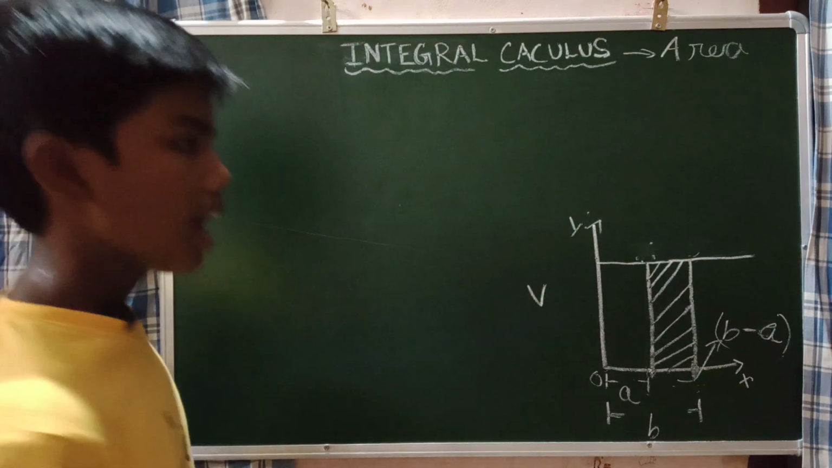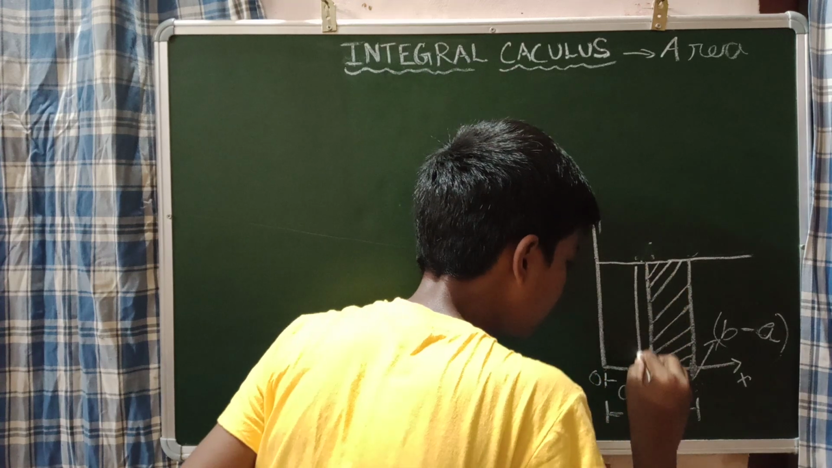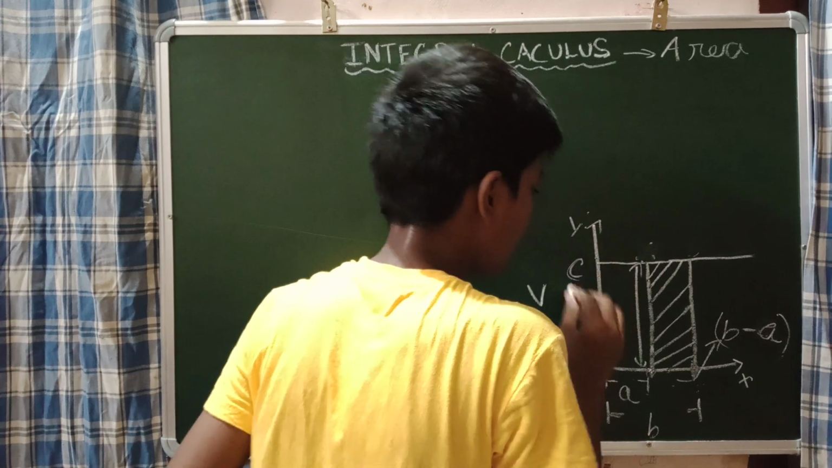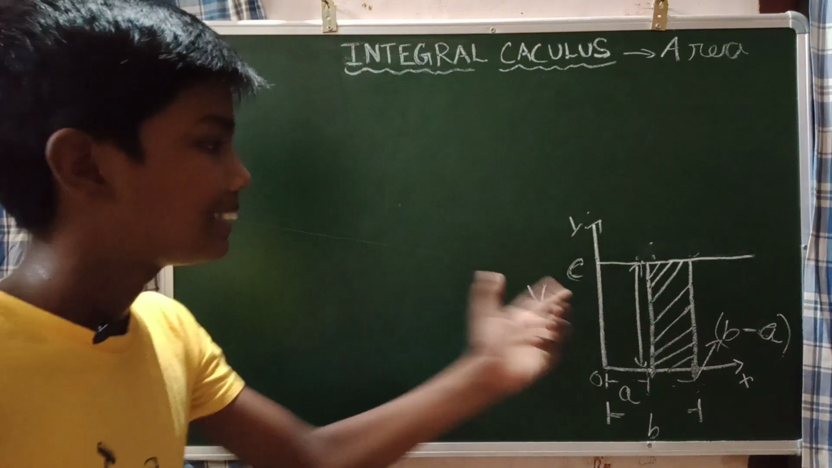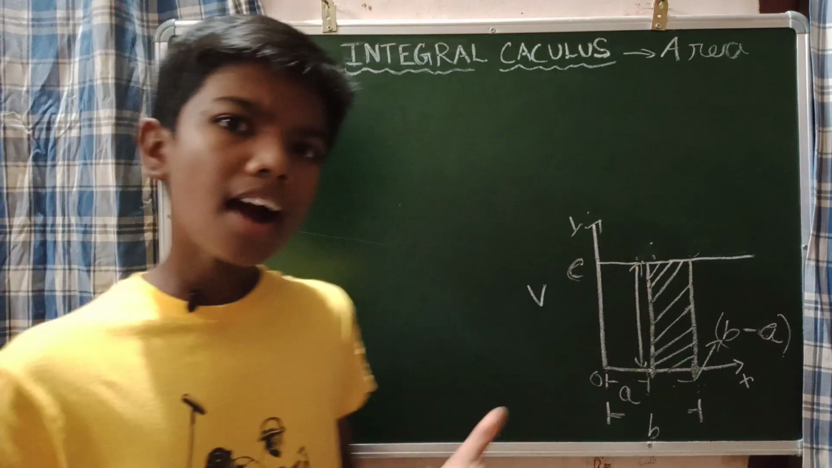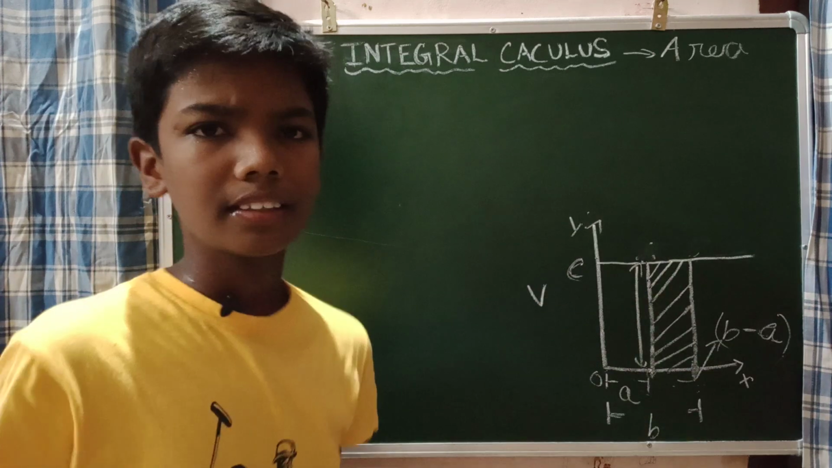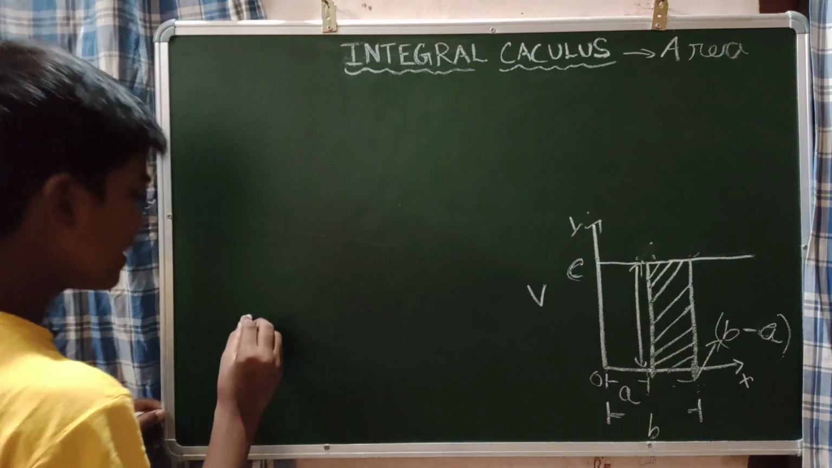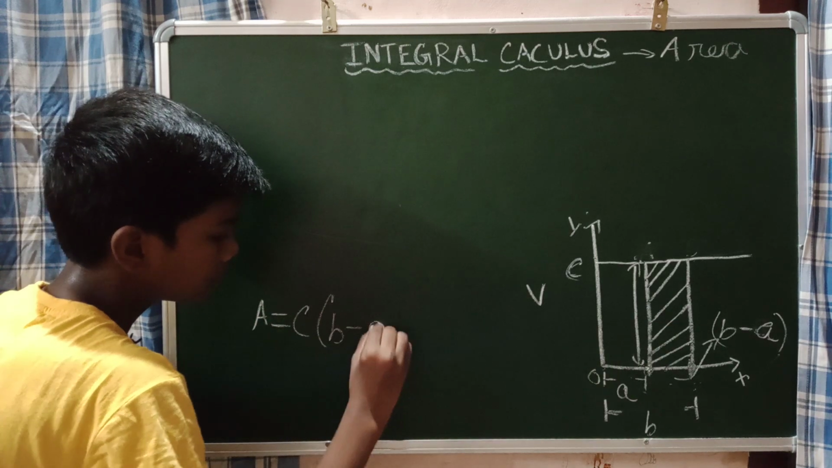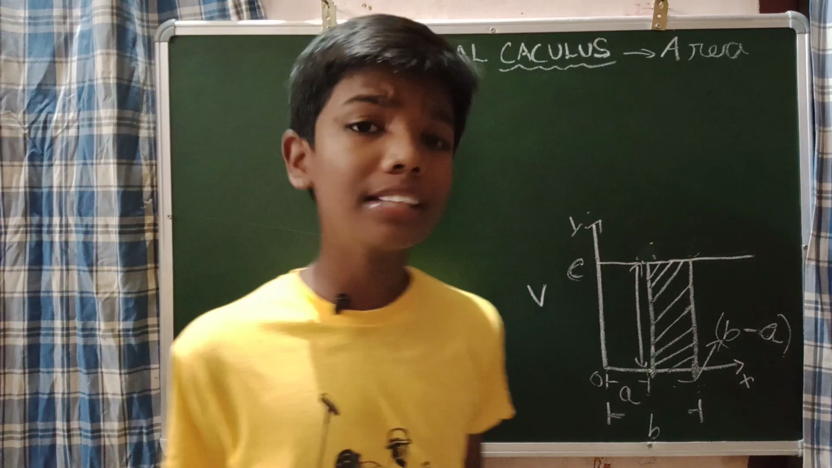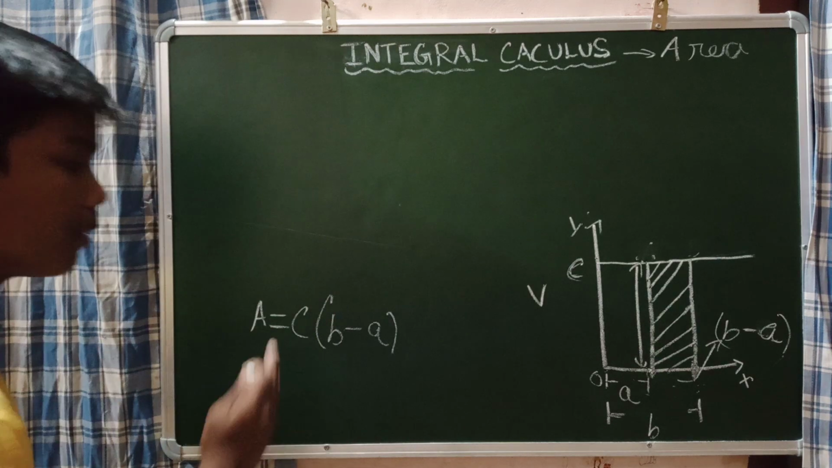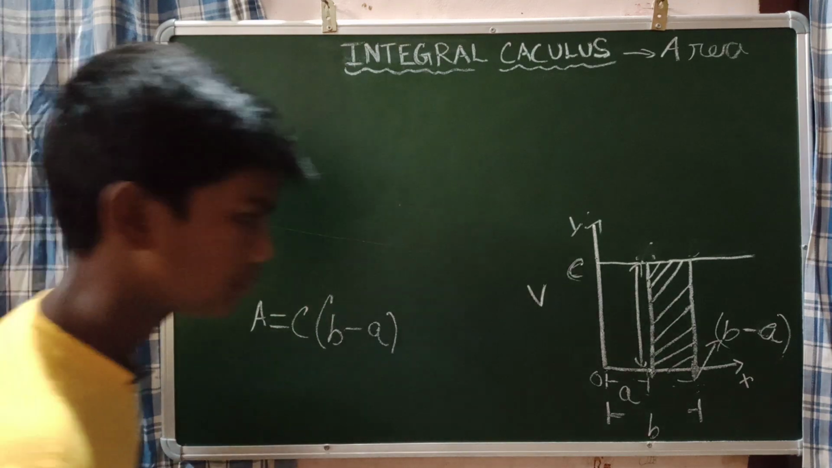Now the breadth is B minus A. Let us take the height as C. On the y coordinate, I am marking this height as C. That means the length is C. Now we have found the length and the breadth. Using the area of rectangle formula, length into breadth, we get the area is equal to C into B minus A. Now we have got it.